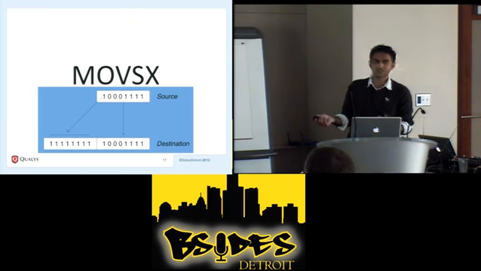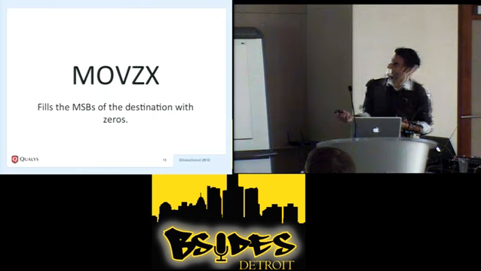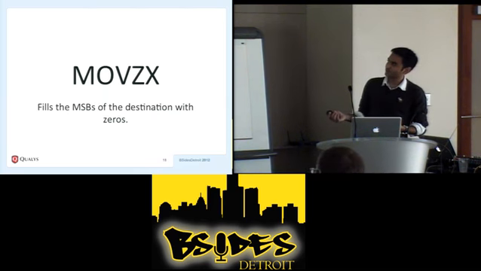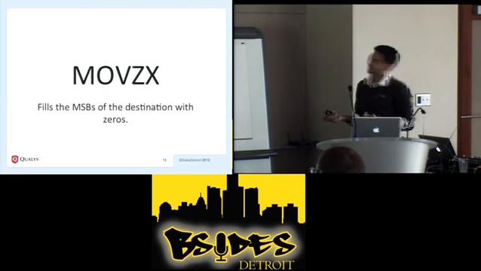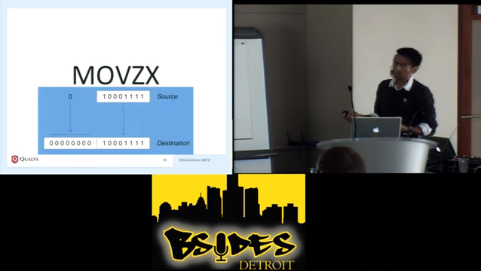Okay? Questions? No. The second instruction is movzx, and it stands for move zero-extended, and per the definition, it fills the MSBs of the destination with zeros. So a picture will make it clearer. Again, in this case, we are trying to move an 8-bit value to a 16-bit register. The least significant bytes are copied as is, and the MSB is filled with 00000000.